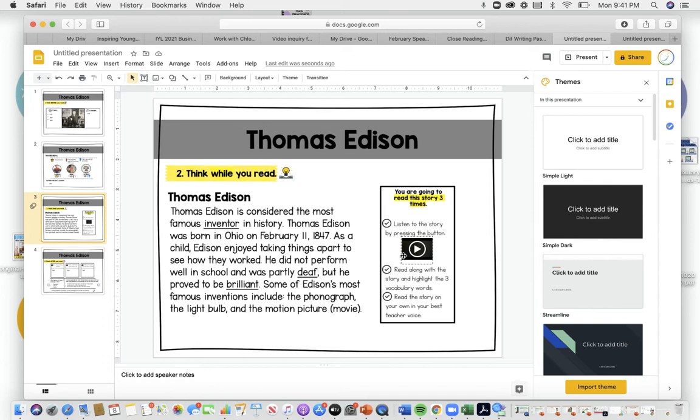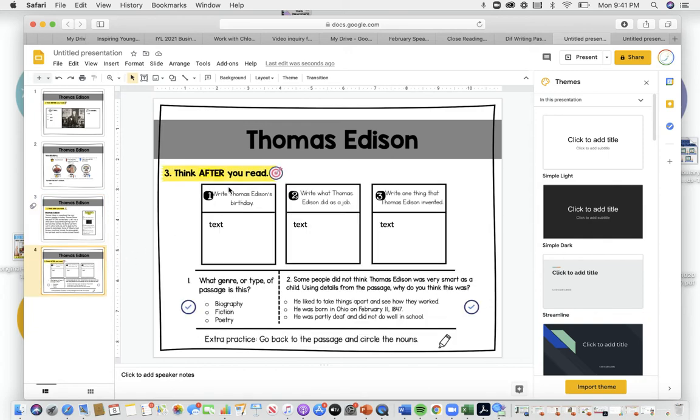In the printable version, there's a QR code. But this is great so that if you're working with newcomers and they can't read this, they can still listen to it on their own independently. Then they can go through it, trying to read it 3 different times, working on their fluency, working on highlighting the vocabulary words. And then the last step is they're gonna answer some comprehension questions.